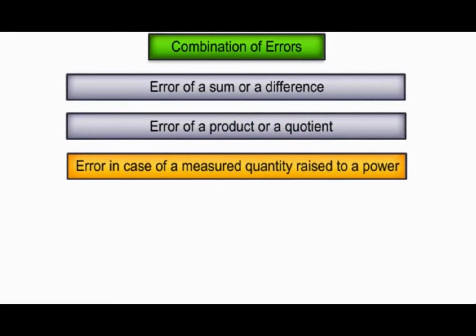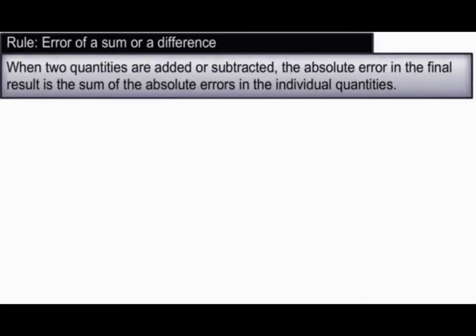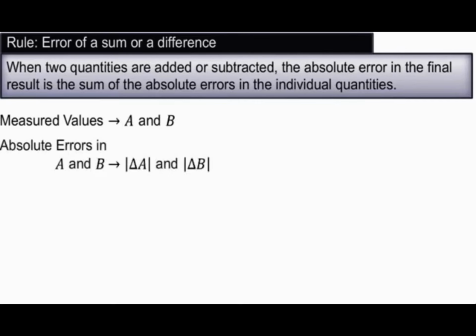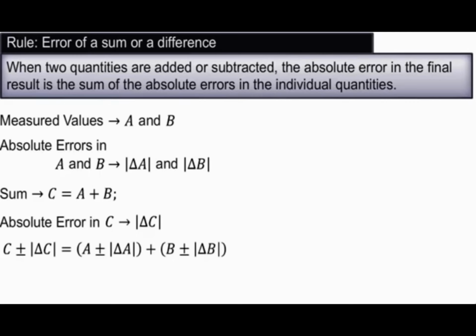When two quantities are added or subtracted, the absolute error in the final result is the sum of the absolute errors in the individual quantities. If two physical quantities have their measured values A and B, and |ΔA| and |ΔB| are their absolute errors, find the error ΔC in the sum C = A + B. We have by addition C ± ΔC = A ± ΔA + B ± ΔB.